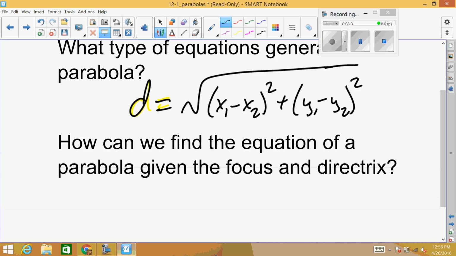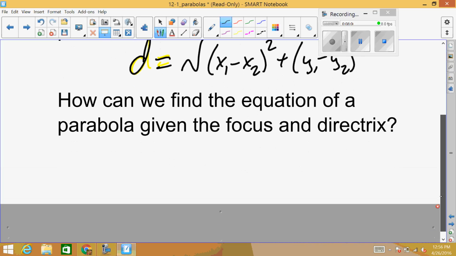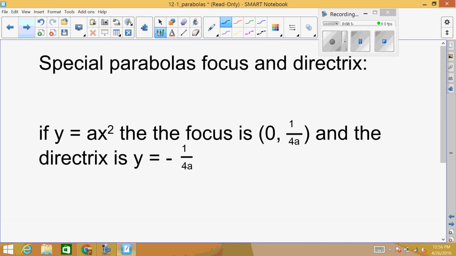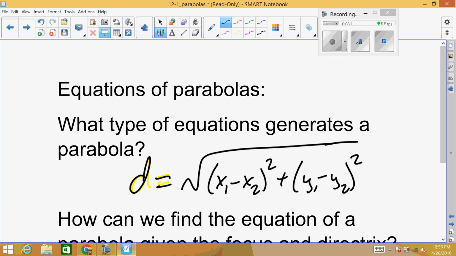Okay, so how can we find the equation given a focus and a directrix? Well, that's our challenge for the day. So if I give you the focus and I give you the directrix, we need to be able to apply that distance formula to that.